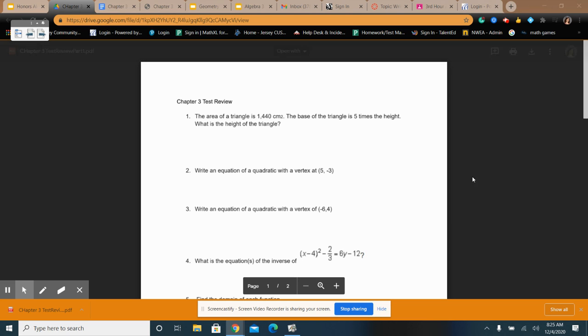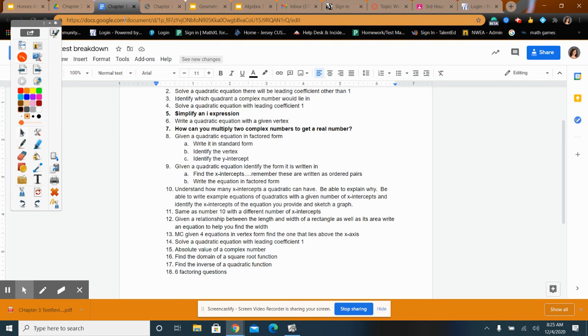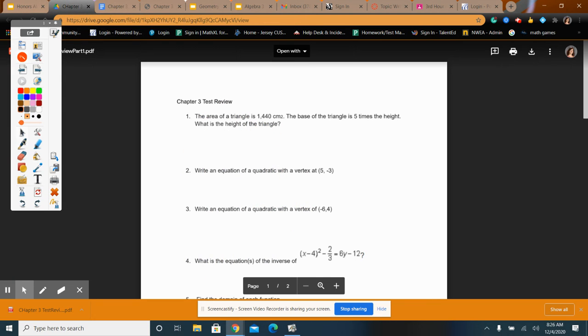Okay, let's look at the second part of this test review. This question is about area of a triangle. On the test breakdown, it says something about area. Let's see if I can find it. Here you go. But this is talking about a rectangle instead of a triangle. So it'll be similar, but it will be about a rectangle instead of a triangle.